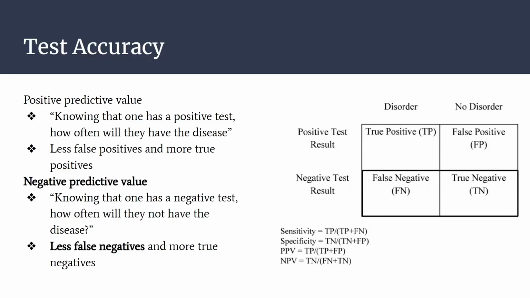Given a negative test, NPV tells us how often the test is correct. A perfect test will score high in all 4 terms: sensitivity, specificity, positive predictive value, and negative predictive value. But since that isn't always possible, a good test will strike a balance of these terms fitting for its purpose.